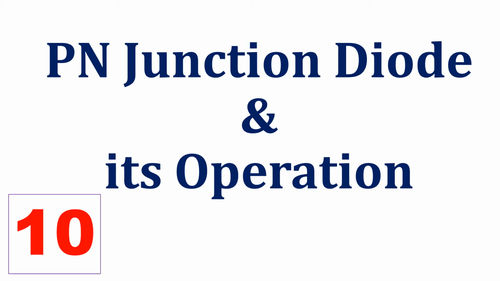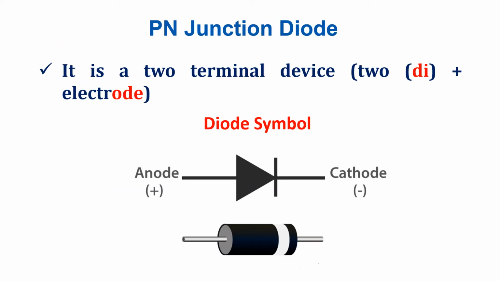In the previous videos number 7, 8 and 9, we learned about p-n junction formation under unbiased condition. Also we understood the concept of depletion region and barrier potential. In this video, we will learn about p-n junction diode.